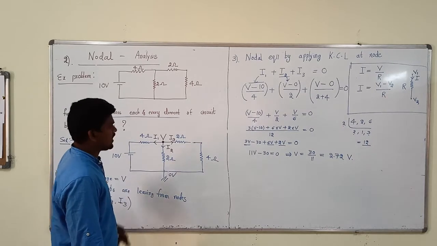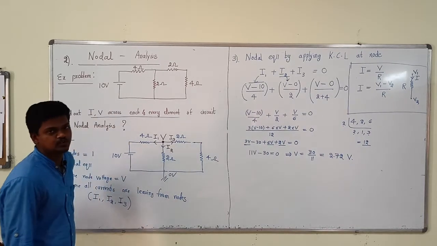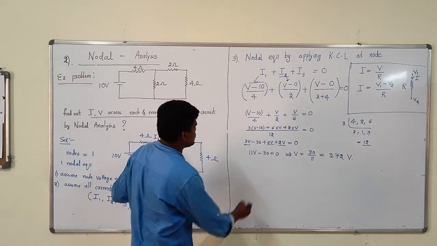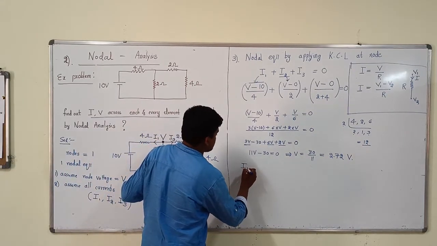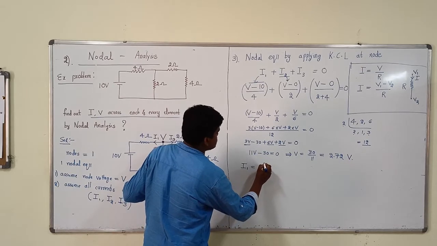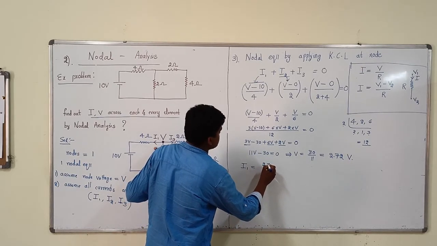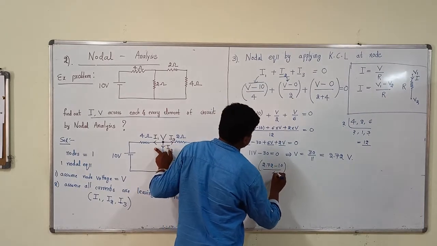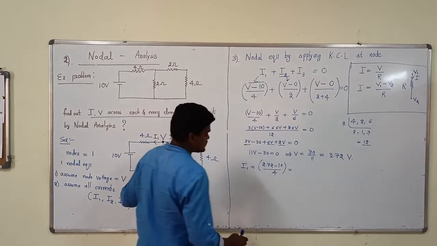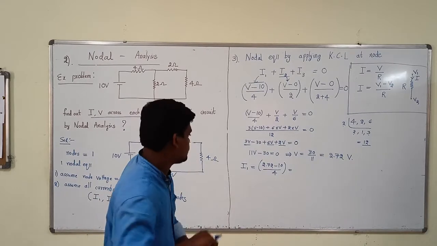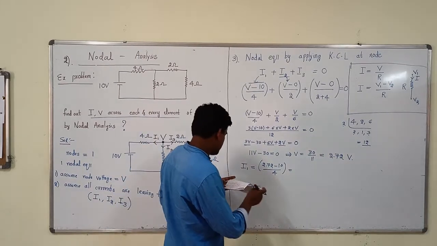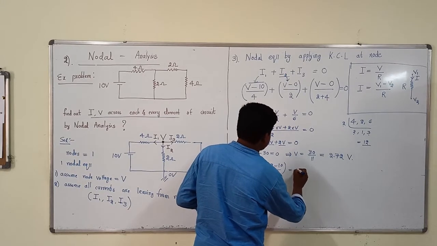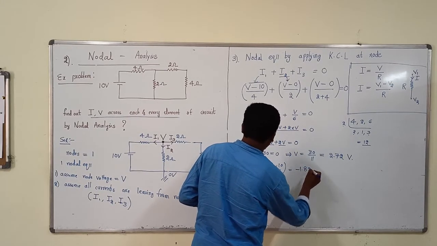Now you will find out each and everything, and you have to compare this. What is the I1 value? I1 value is 2.72 minus 10 by 4. If you solve this, you will get the I1 value is simply 1.82, minus 1.82. This is the I1 value.